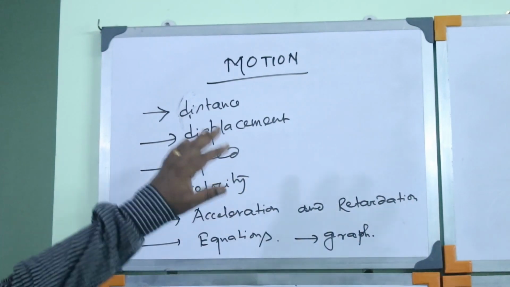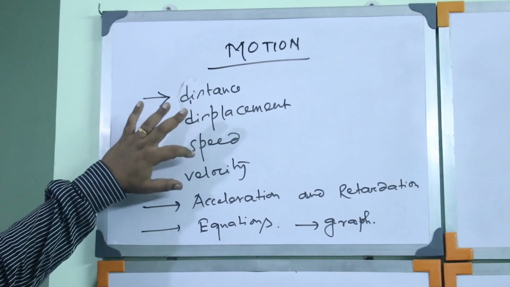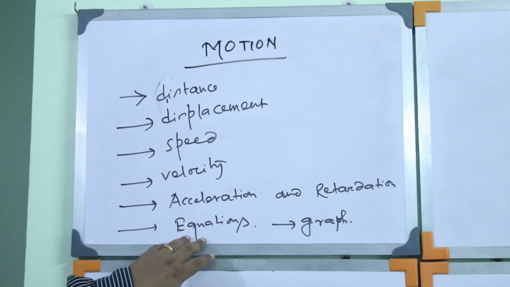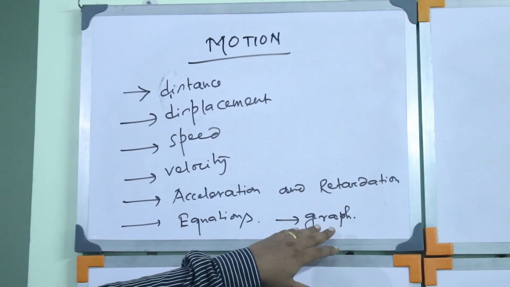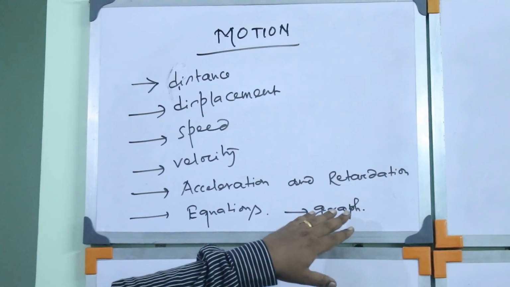So in this chapter I will cover the different parameters: distance, displacement, speed, velocity, acceleration and retardation, and different equations of motions, and next graphical representation of the different equation or different state of motion.